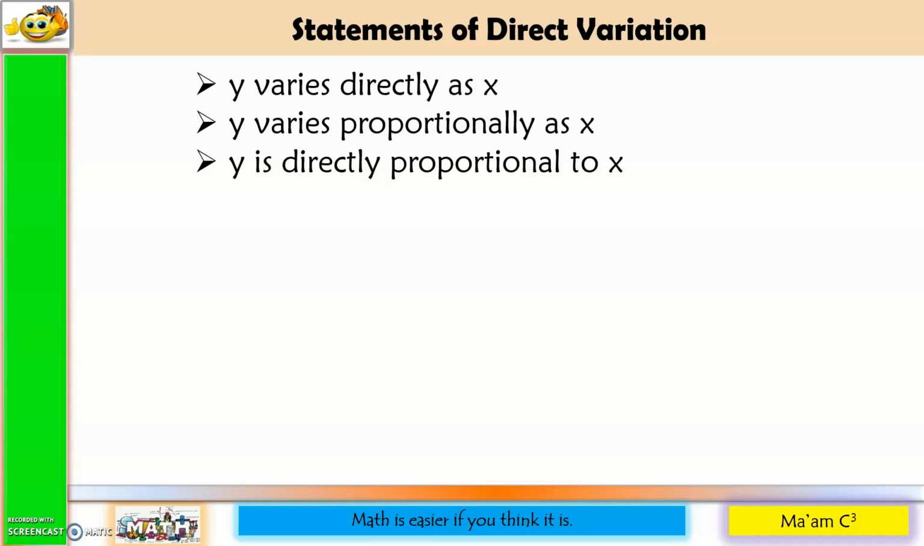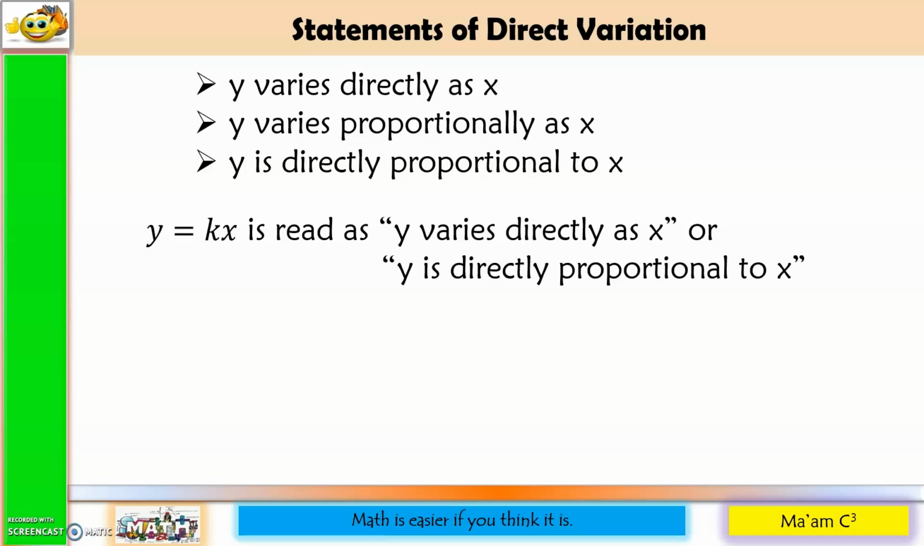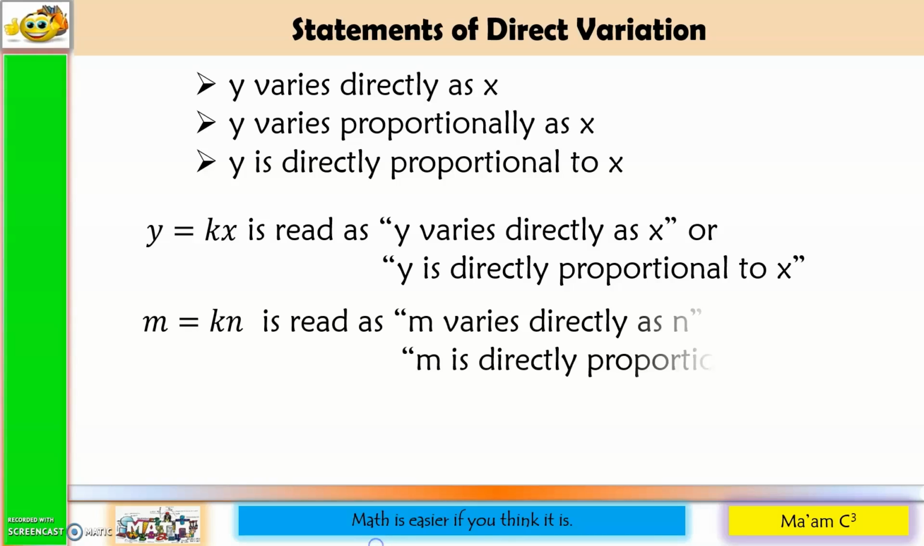Y varies directly as x. Y varies proportionally as x. Y is directly proportional to x. Y is equal to kx is read as y varies directly as x or y is directly proportional to x. How about m is equal to kn? It is read as m varies directly as n or m is directly proportional to n.